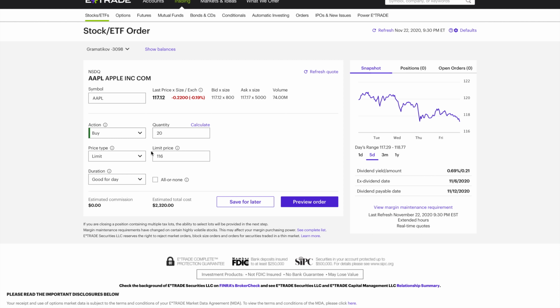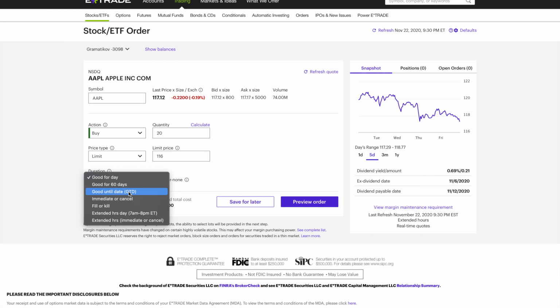So when you place a limit, that pretty much says, hey, I want to purchase at this price, and I'm willing to place my order there until it gets executed. And for that, you can select a few different options. This option right here will only place the order for the following trading session that you're going to be trading at. Obviously good for 60 days. This is going to be valid for the next 2 months. You can select a specific date that you want that limit order to expire.